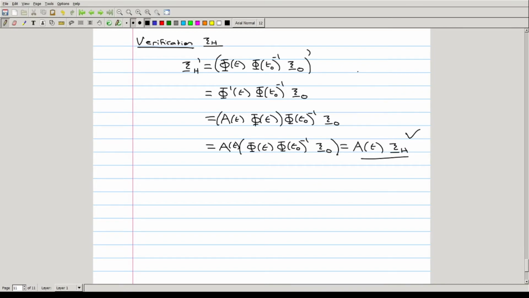And this also satisfies our initial condition, because when you go through and look at psi h of t naught, you're going to get that this is equal to phi of t naught times the inverse of the matrix phi of t naught times psi naught, which is just equal to the identity matrix times psi naught, which is equal to psi naught.